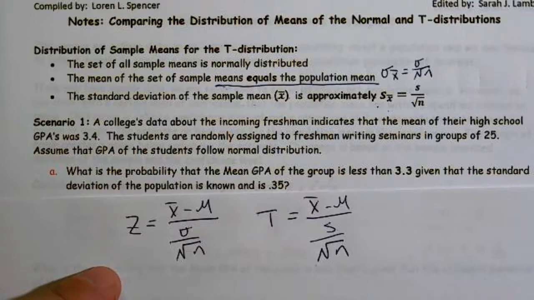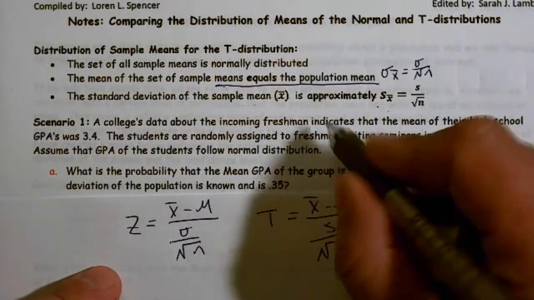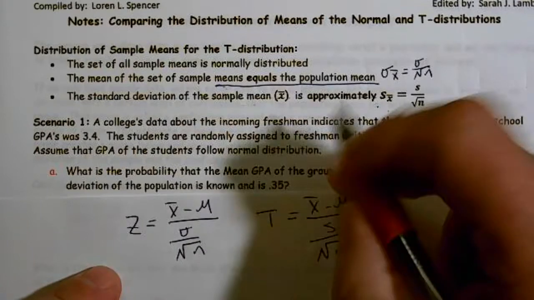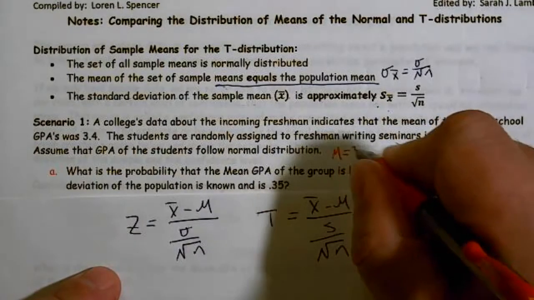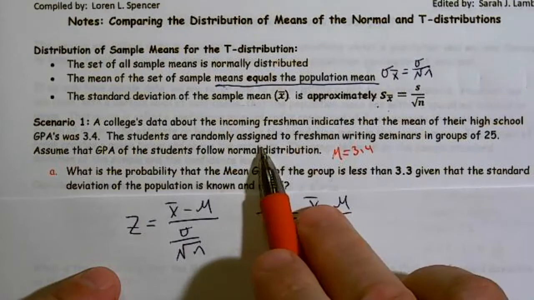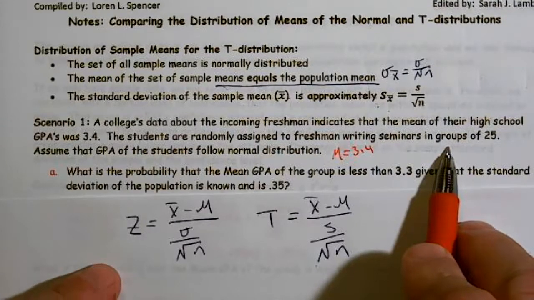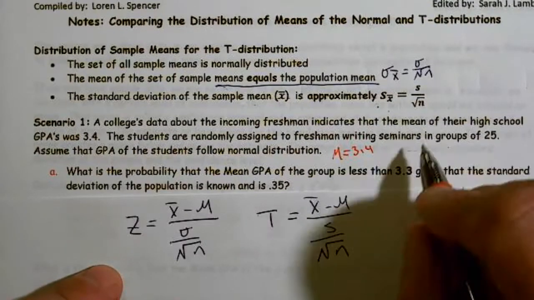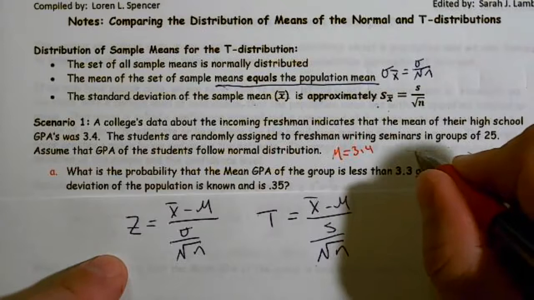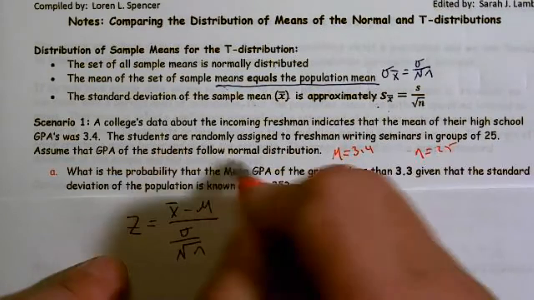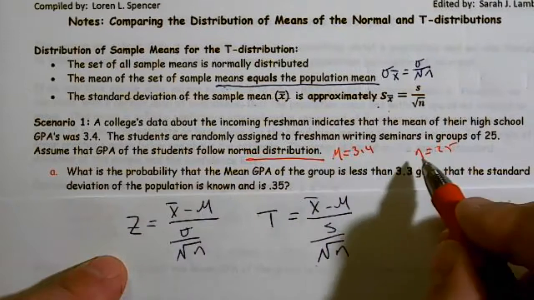So here's our scenario. A college's data about the incoming freshmen indicates the mean of their high school GPAs was 3.4. So they're telling us our mean is 3.4. The students are randomly assigned to freshman writing seminars in groups of 25. Assume that the GPA follows the normal distribution, which is important because our sample size is less than 30.